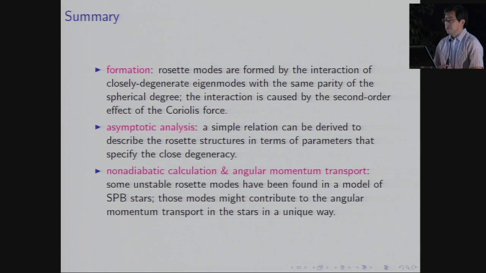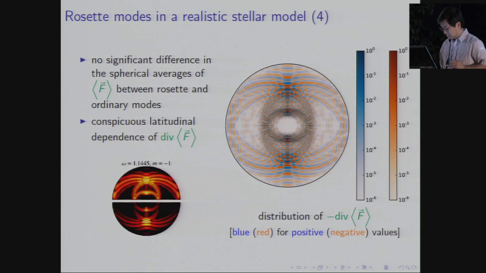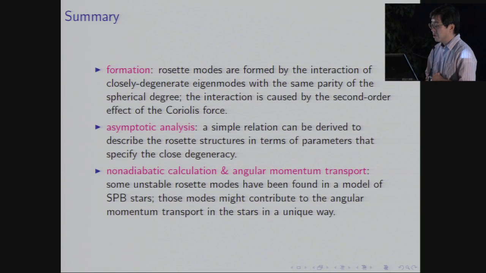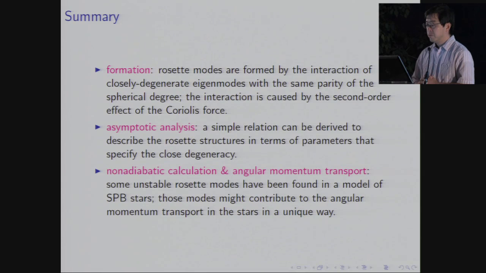This is a summary. Rosette modes are formed by the interaction of closely degenerate eigenmodes. With the same parity of the spherical degree, the interaction is caused by the second-order effect of the Coriolis force. A simple relation can be derived to describe the rosette structures in terms of parameters that specify the close degeneracy. Some unstable modes have been found in the model of SPB stars. Those modes might contribute to the angular momentum transport in the stars in a unique way. Thank you very much for your attention.